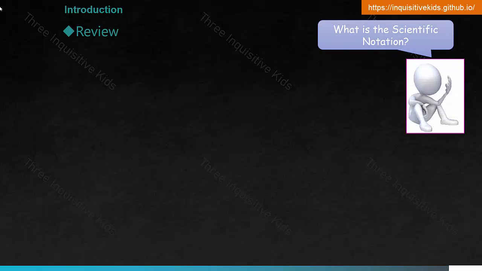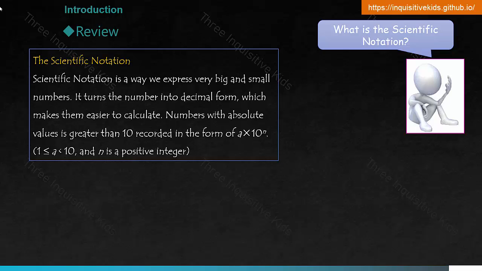What is the scientific notation? The scientific notation is a way we express very big or very small numbers. It turns a number into decimal form, which makes them easier to calculate. Numbers with absolute values greater than 10 are recorded in the form of a times 10 to the nth power. A is greater than or equal to 1 and less than 10, and n is a positive integer. But in this lesson, we're going to be learning how to use the scientific notation to rewrite smaller numbers.